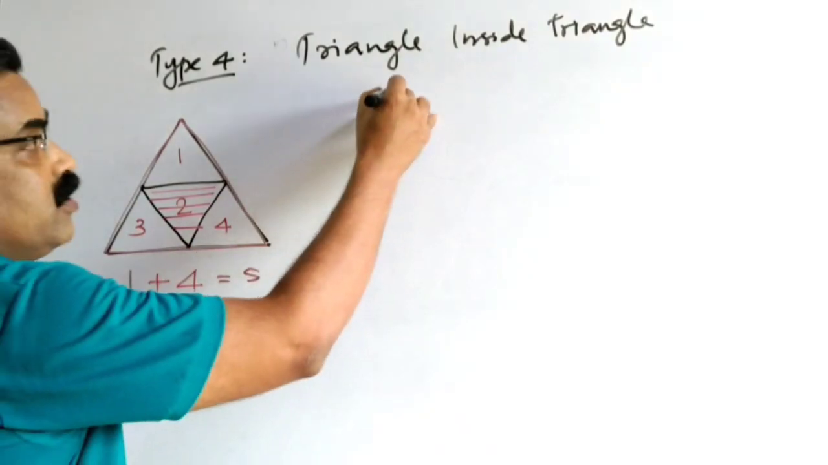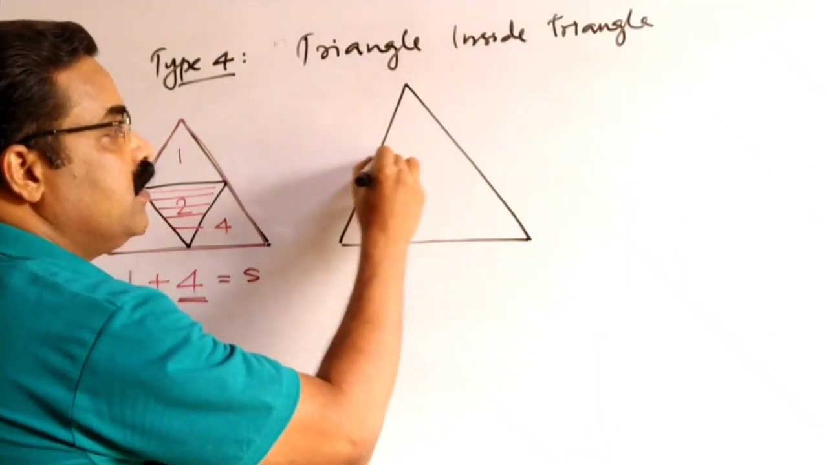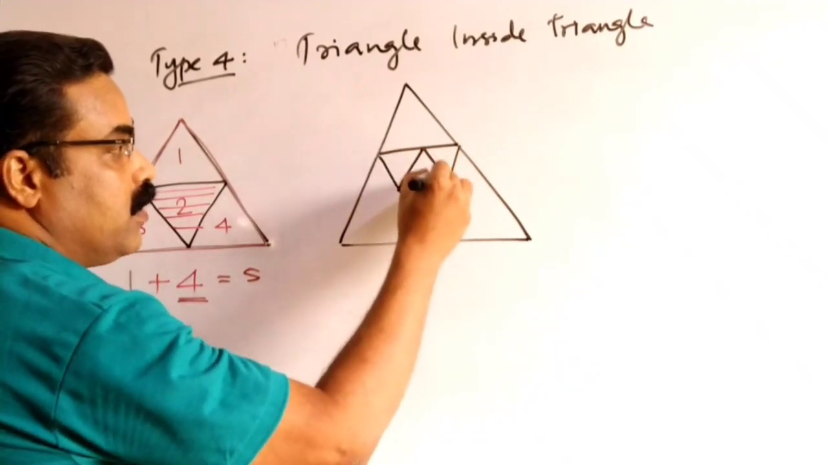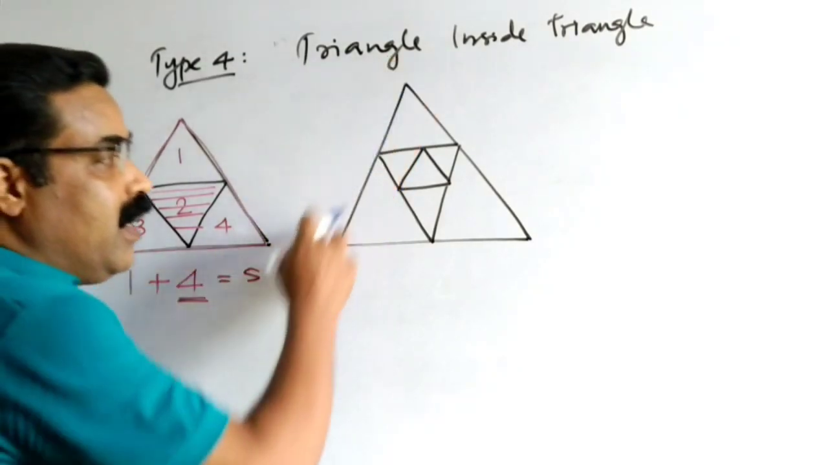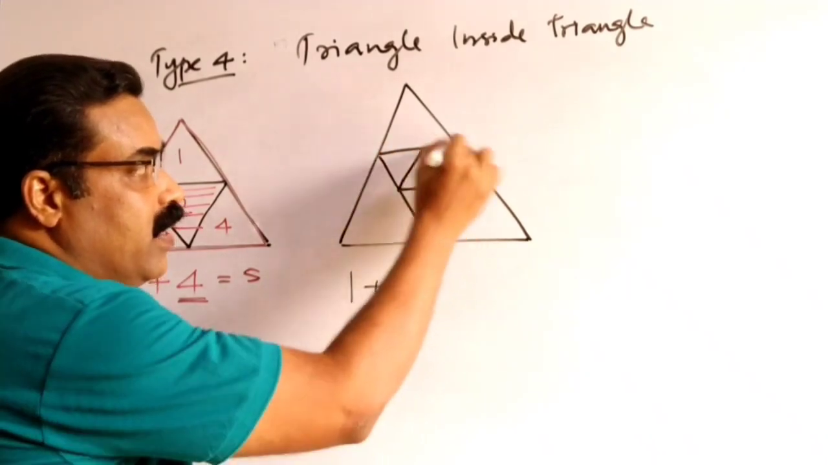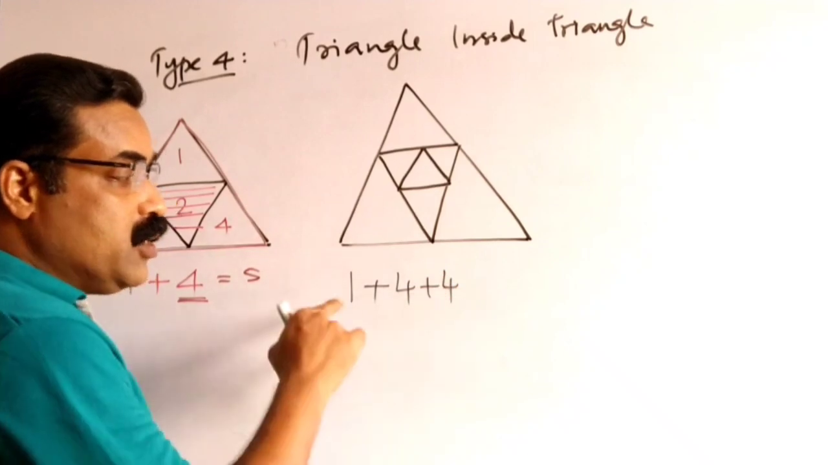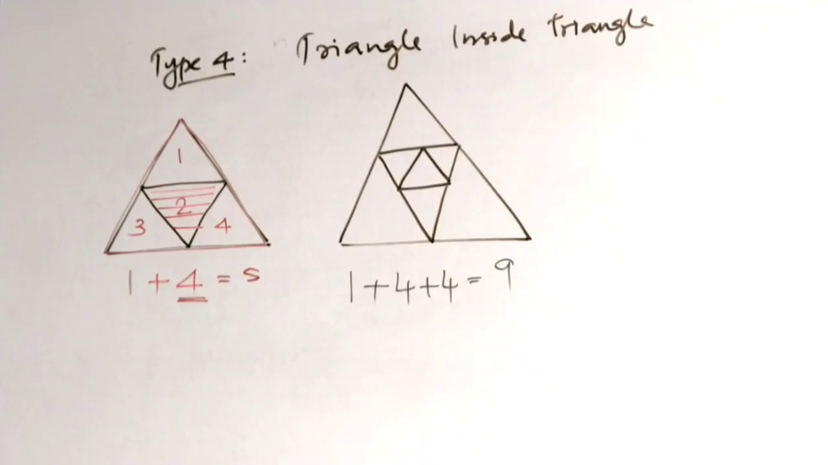Triangle inside the triangle. So you can see, this is a figure. Now inside this triangle, I am drawing another triangle. And inside this, I am drawing another triangle. So how many triangles are there in this figure? Now it is easy for you. A bigger triangle, so this is 1. Inside the bigger, here you have a triangle, so 4. Inside that, again one more triangle, so plus 4. So 1 plus 4 plus 4 will become 9 triangles. So there are 9 triangles in this figure.